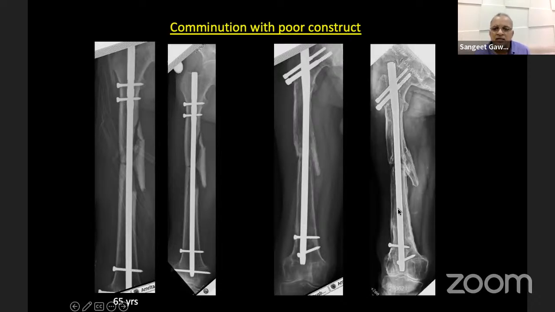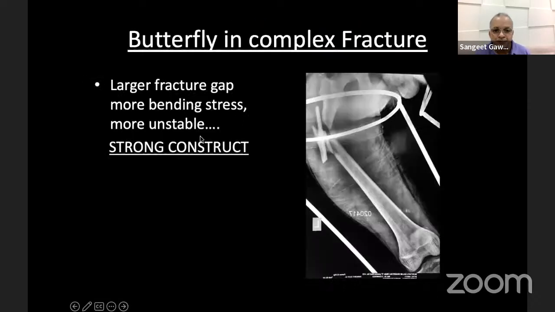And the end result is a non-union and breakage of the distal screws. Position is lost, there is shortening. And that is how that butterfly or a non-union behaves when the implant construct is poor.